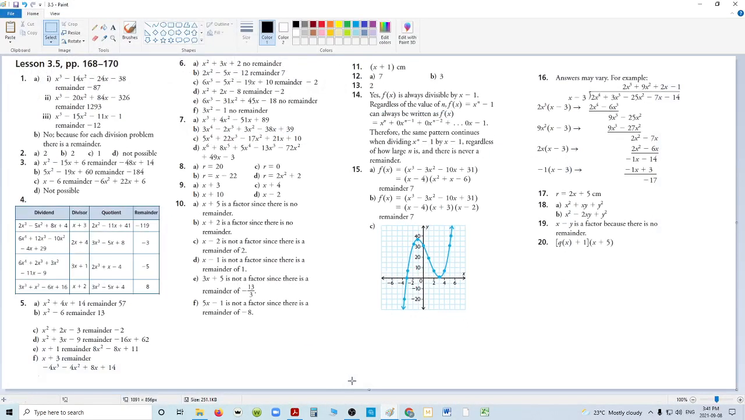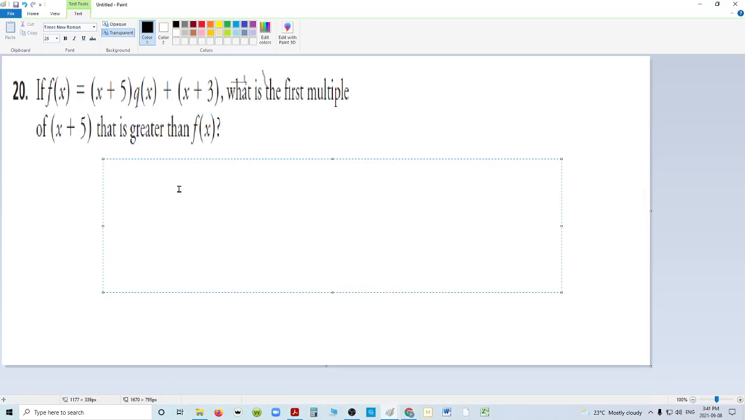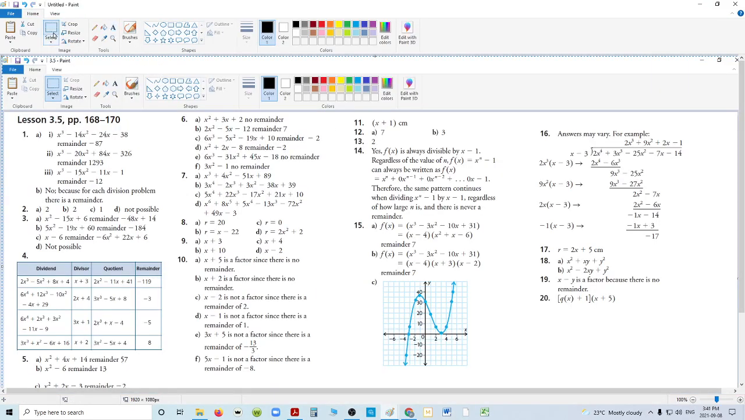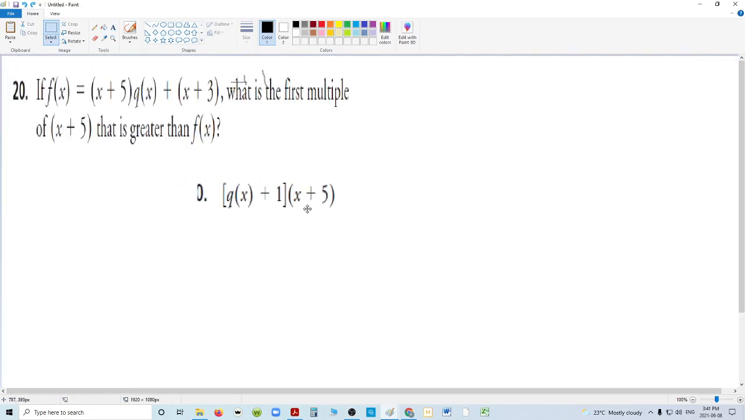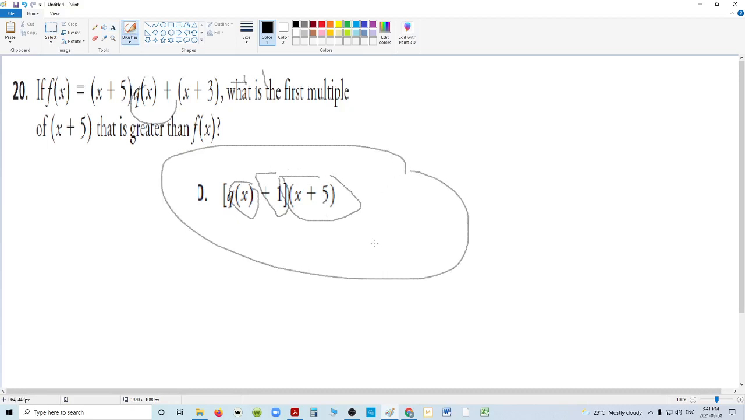Let's look at what the answer they say. They say it's going to be x. Yeah, so they're essentially just adding 1. If you look at the answer, they're just saying you take the quotient that you had and you're adding 1 times the x plus 5. A weird way to do it. I'm not sure how you derive that. You'll have to ask your teacher.